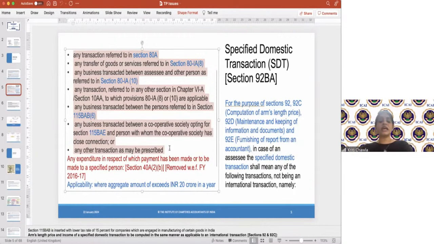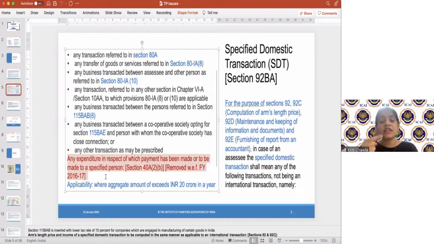There was a point in time, before 2017, that there was also another transaction referred to here, which was 40A(2)(b). It basically said that if there is any expenditure in respect of which payment has been made to a specified person, then that was also covered within the ambit of specified domestic transaction. But that has been removed with effect from financial year 16-17, and hence I've put it in red.